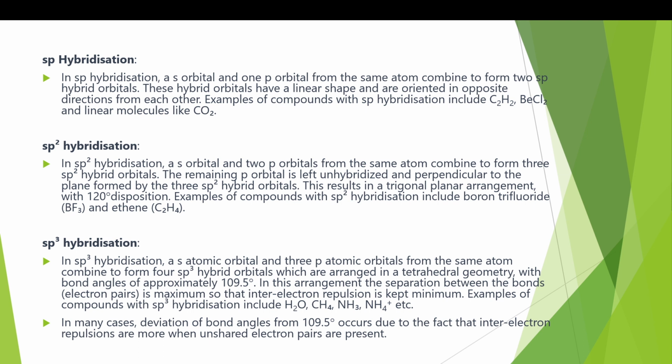sp3 hybridization. In this case, the s atomic orbital and three lobes of the p subset of the same atom are mixed to form four hybrid orbitals known as sp3 hybrid orbitals. In this case, they are disposed tetrahedrally. This is necessary so as to keep maximum distance between the electron pairs, so as to minimize the repulsion. Examples of molecules showing this hybridization include water, ammonia, ammonium, methane, etc.